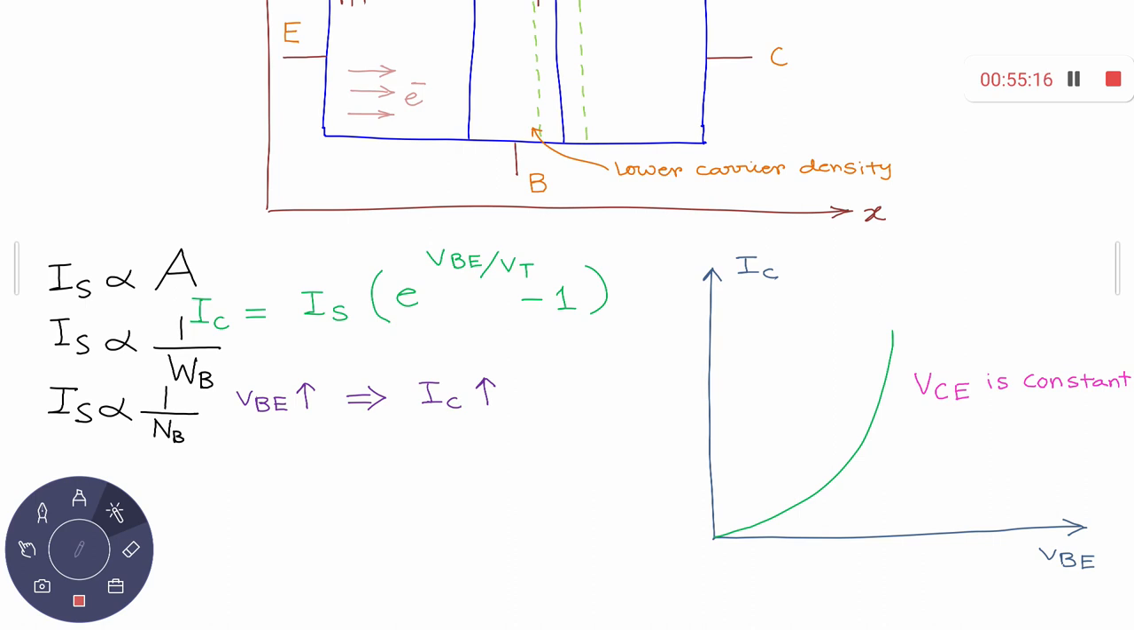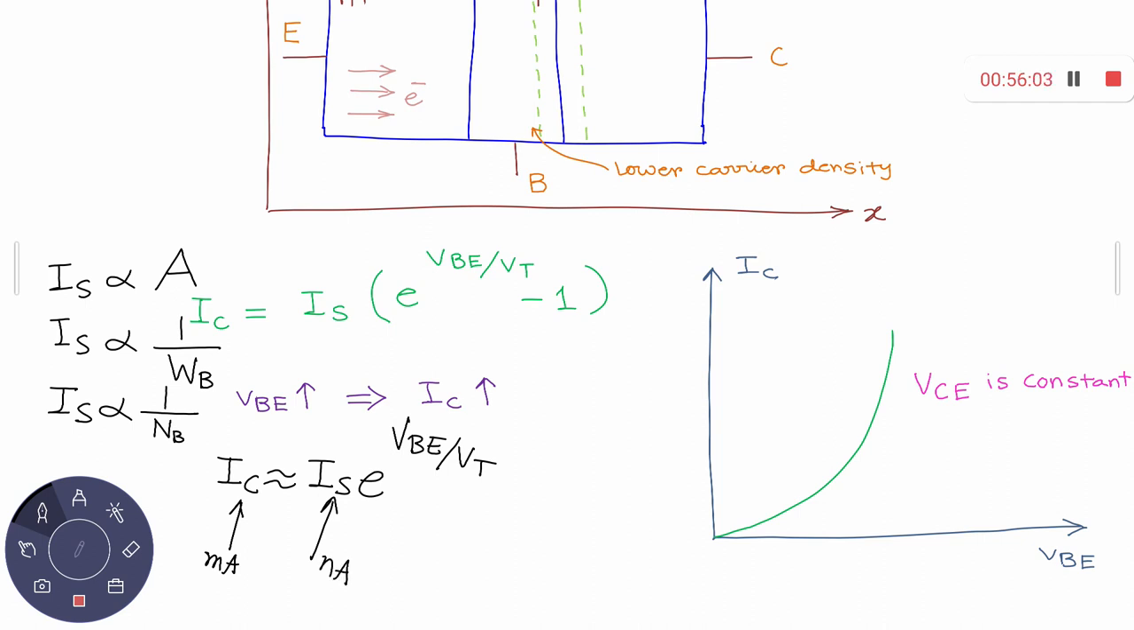Typically, this IS value is very small, in the range of 10 to the power minus 10, minus 11, while the corresponding collector current is in the range of milliamperes, 10 to the minus 3. So a difference of 10 to the power 6 or 10 to the 7 is present. Therefore, we can approximately write IC as IS e to the power VBE by VT, because the typical value for this IC is in milliamperes, and this is in nanoamperes.